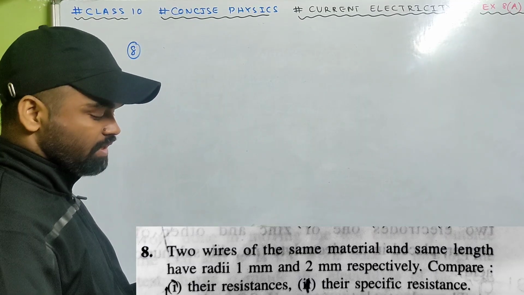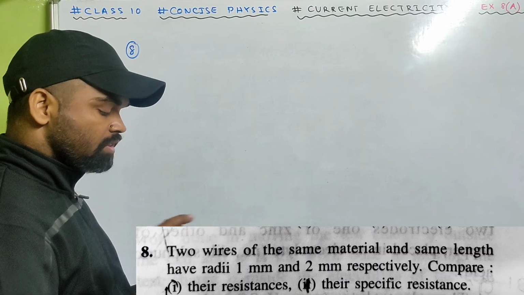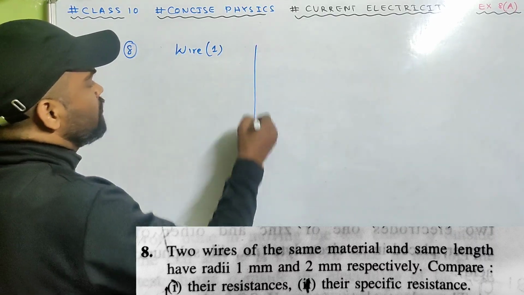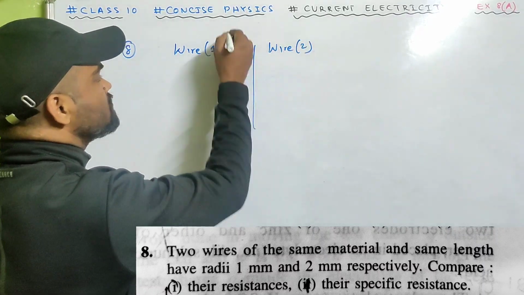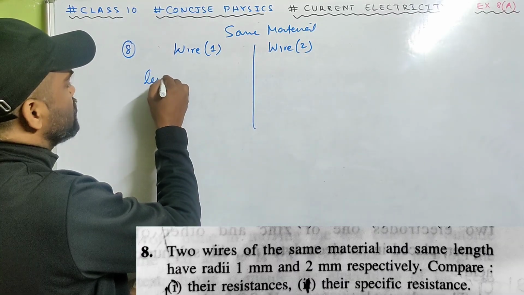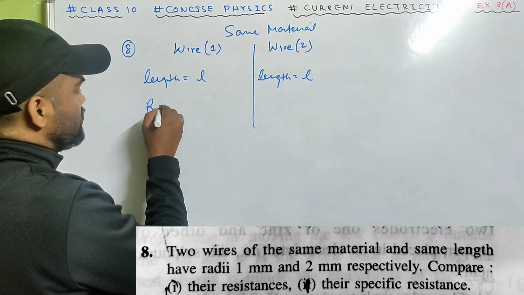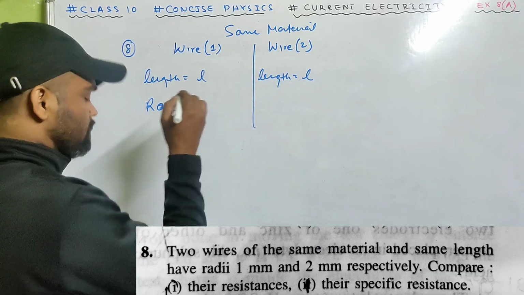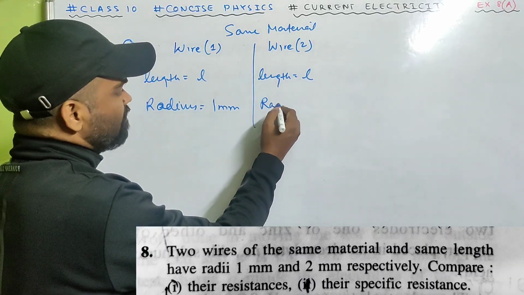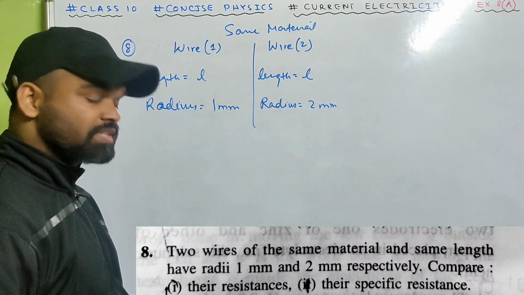Now look at number 8. Two wires of the same material and the same length have radii 1 mm and 2 mm respectively. Compare the resistances and the specific resistance. Look over here. There is your wire 1. There's one more wire 2. Same material. And the length of both the wires is the same, but the radius is different. Over here the first wire's radius is 1 mm and the second wire's radius is 2 mm. Compare the resistance and the specific resistance.